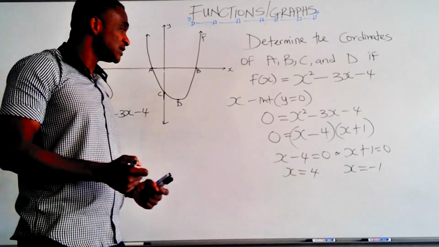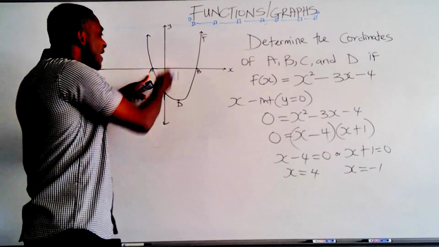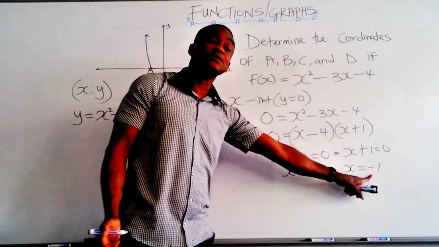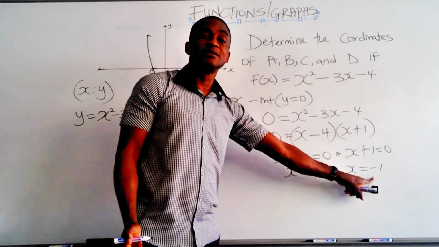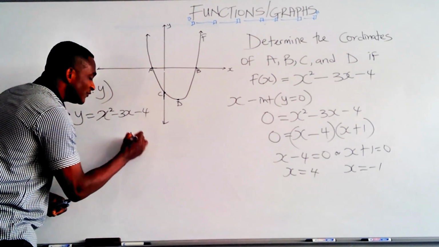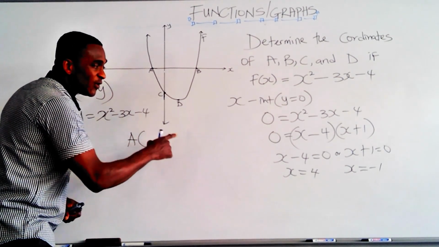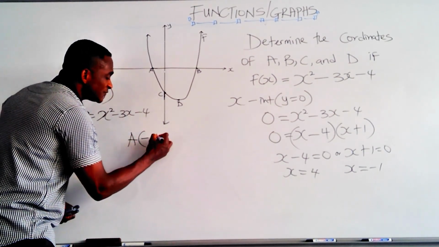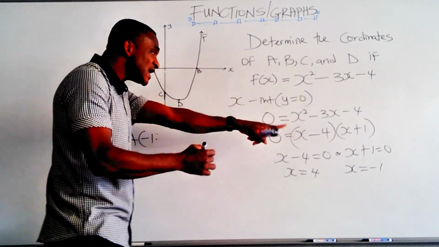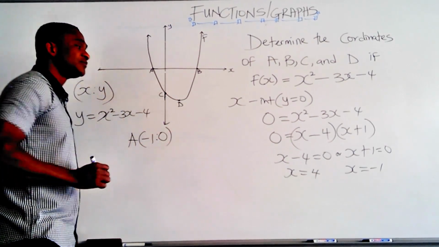Remember that they are asking us for the coordinates. Now, when we look at A, based on our Cartesian plane, A is on the negative part. So the negative value will actually be for A. Writing it as a coordinate, x before y, the coordinate of A will be negative 1, and at the x-intercept, y is always 0. So it's negative 1 and 0.